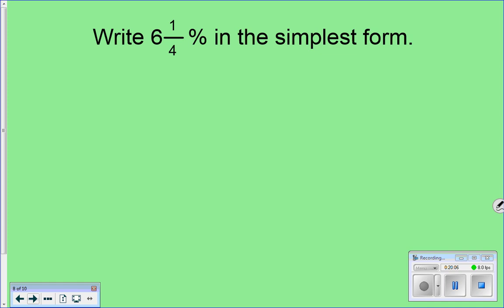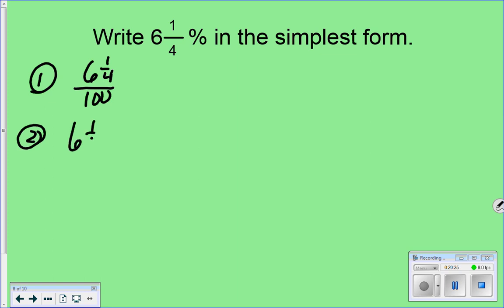So you remember what my first step was? Yep, first thing we're going to do is write it over 100. Second step, remember what it was? Yep, we're going to write it as a division problem. So 6 1/4 divided by 100, and then I'm going to rewrite it: 25 over 4 divided by 100 over 1. Does everybody understand how I get this part? Okay. Speak up so I can help you.